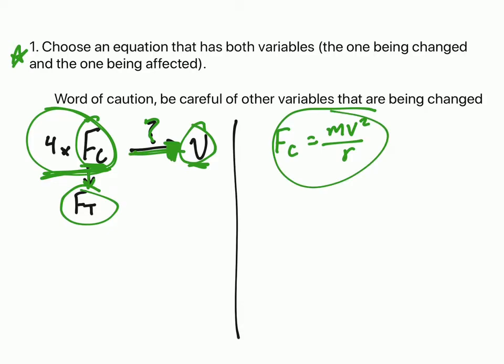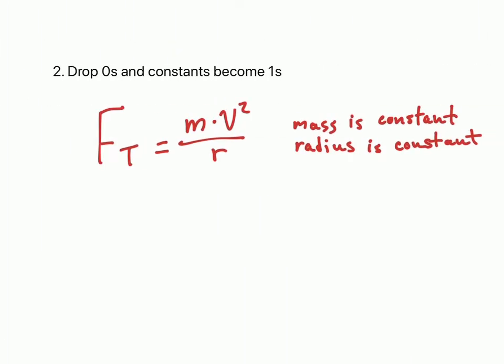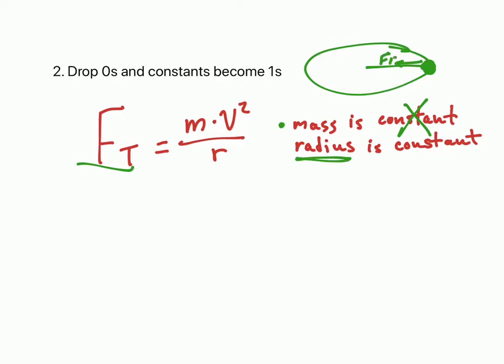We have our equation. Rule 2, you need to drop the zeros and constants become ones. In this equation, nothing is zero. If I said the initial velocity was 0 or the acceleration was 0 and you were using one of those equations, then you would drop those terms. However, in this one, we only have constants. The mass is constant because the mass on the end of the string, the yo-yo, isn't changing when we quadruple the tension force. Also, we're not changing the radius. The only thing we're changing is the tension.